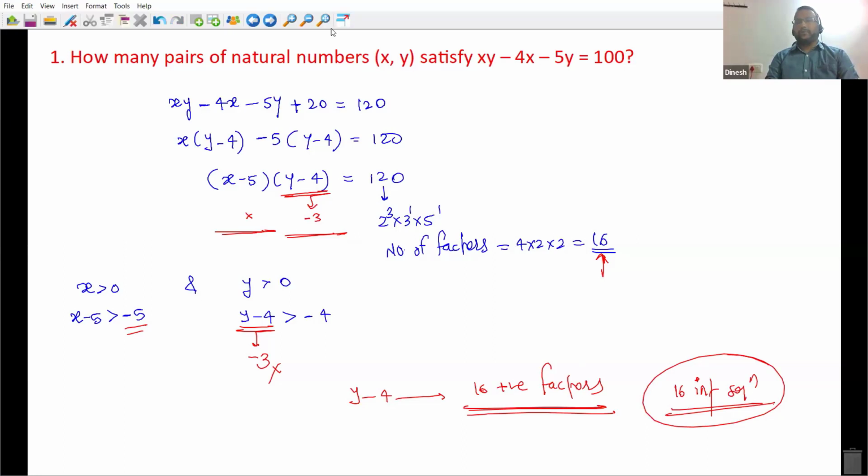Yes, Harshita, tell me if any doubt here. So it is the same as the number of positive integral solutions, right? Correct.